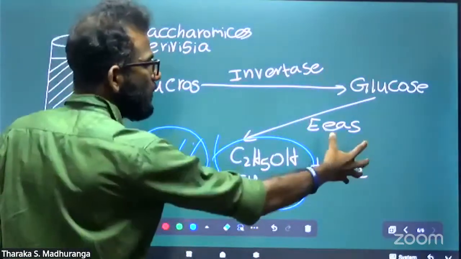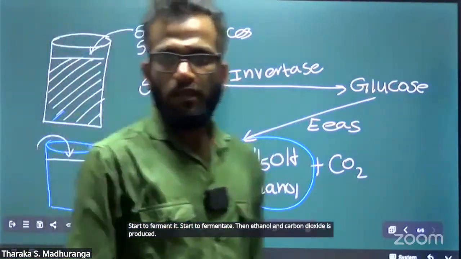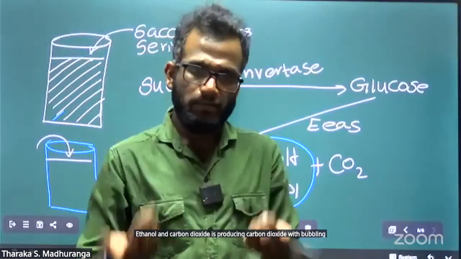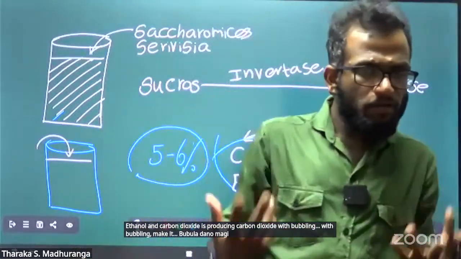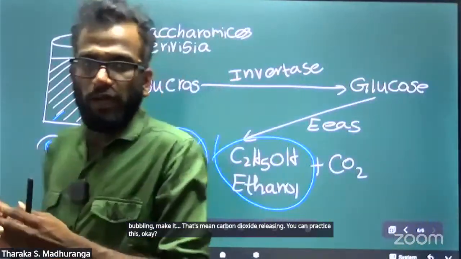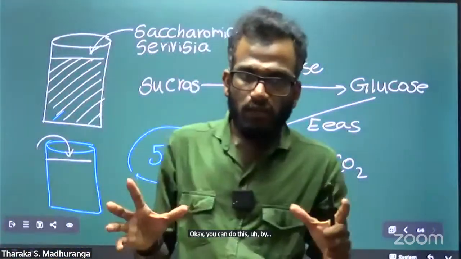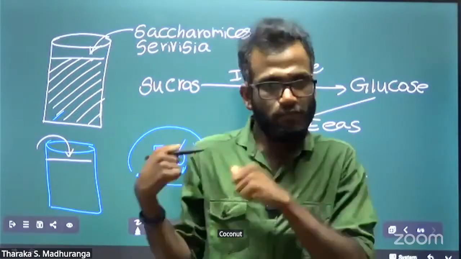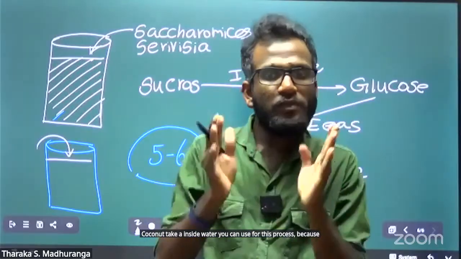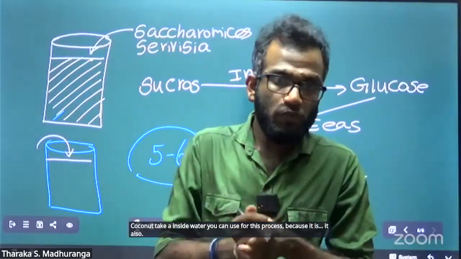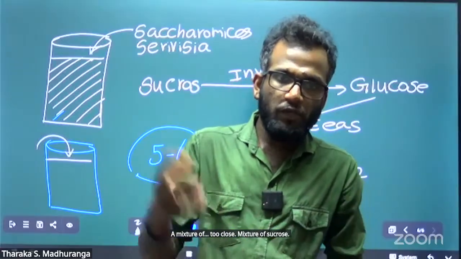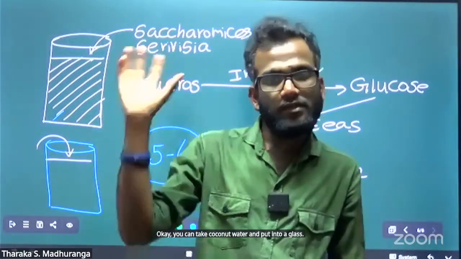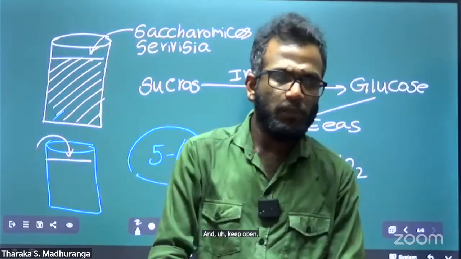Then ethanol and carbon dioxide are produced. Carbon dioxide bubbling makes it look like bubbles are forming. That means carbon dioxide is being released. You can practice this with coconut water. The water inside the coconut you can use for this process, because it is also a mixture of sucrose. Take coconut water, put it into a glass and keep it open for 2 to 3 days.